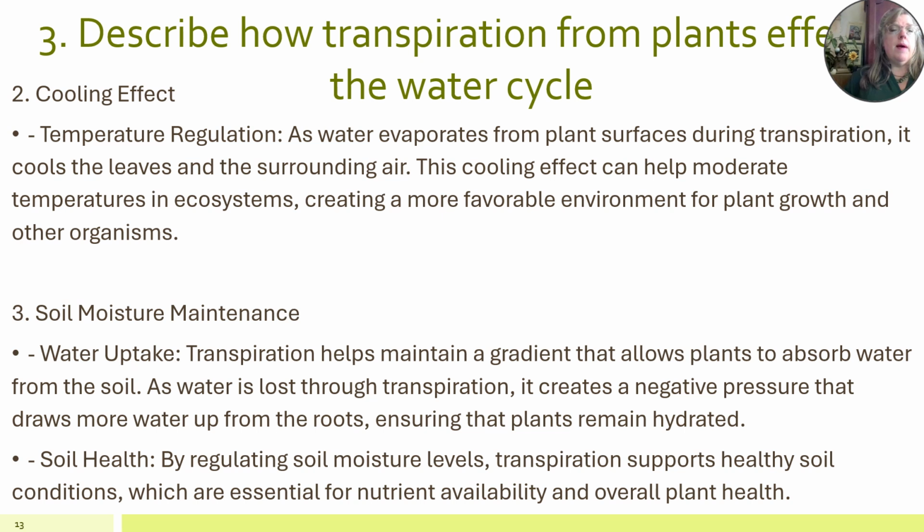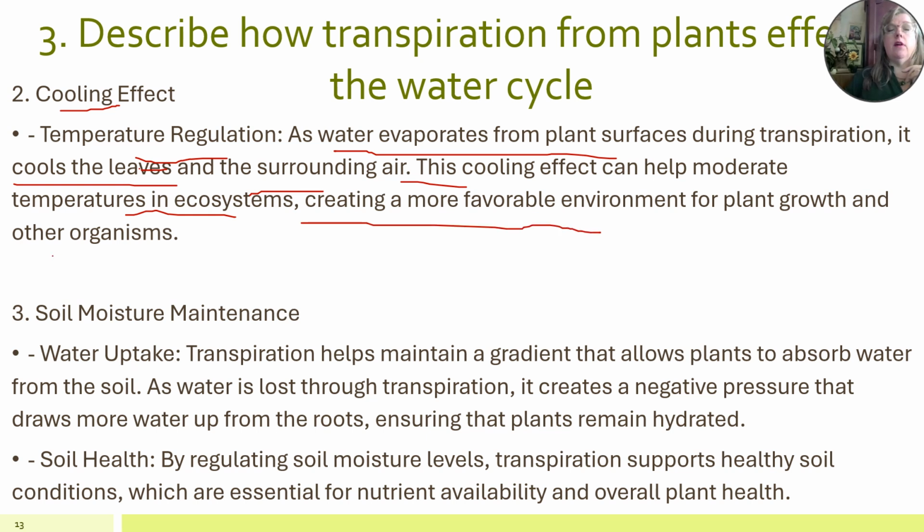The next part about how transpiration affects the water cycle is the cooling effect that it gives in temperature regulation. As the water evaporates from the plant surfaces during transpiration, it tends to cool the leaves down and the surrounding air. This cooling effect can help moderate temperatures in ecosystems, creating more favorable environment for plant growth and other organisms, which is why it's cooler in forested areas than it would be in just paved over areas. Not just for the shade factor, but that cooling effect of the transpiration.